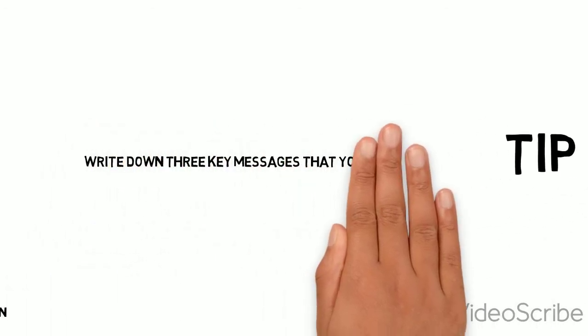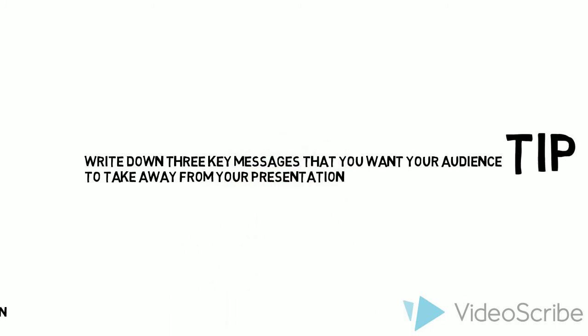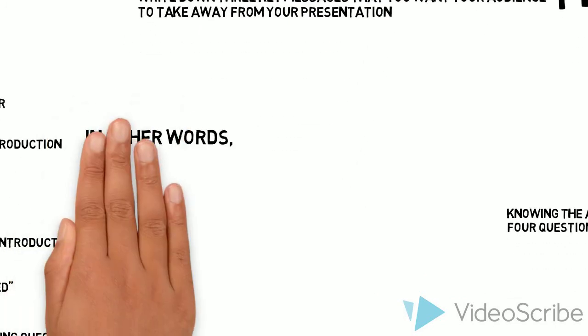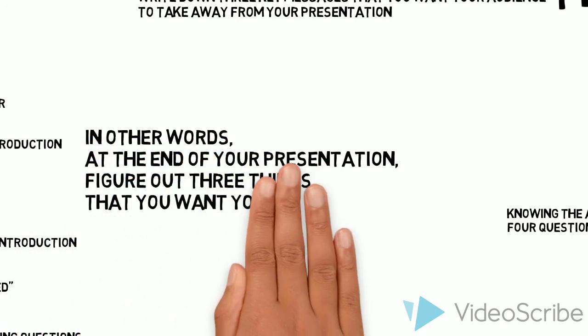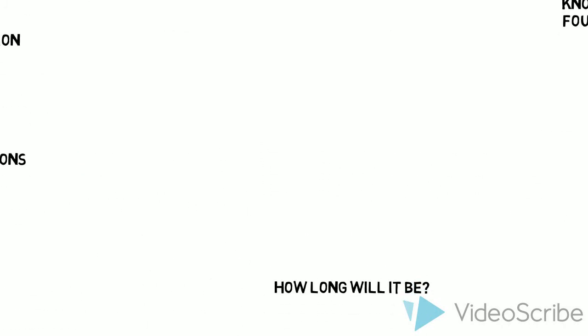Tip number three. Write down three key messages that you want your audience to take away at the end of your presentation. In other words, at the end of your presentation, figure out three things that you want your audience to remember.